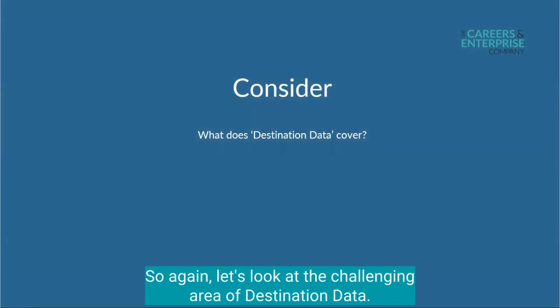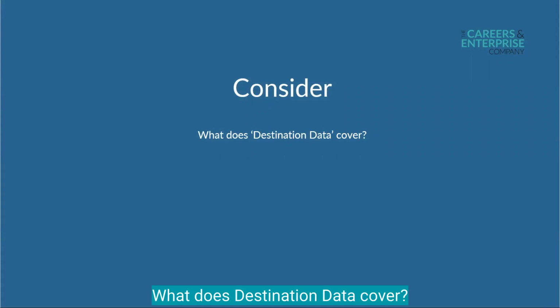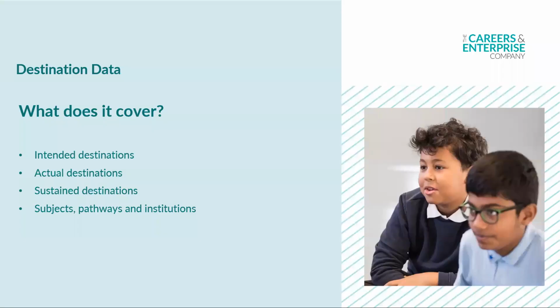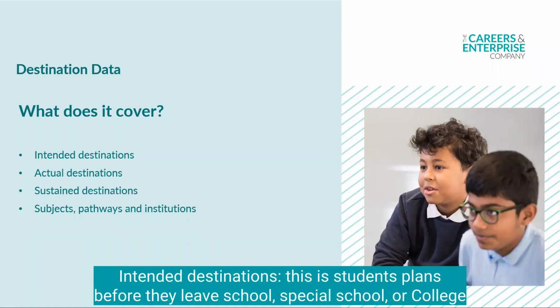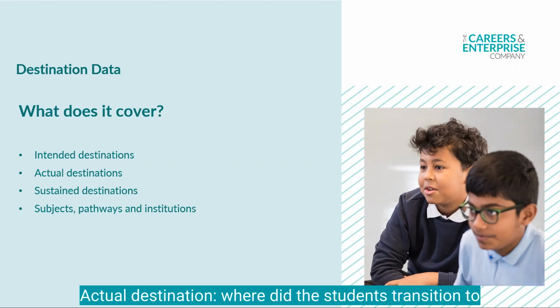So again, let's look at the challenging area of destination data. What does destination data cover? Intended destinations. So this is where students' plans before they leave school, special school or college. Their actual destination, where did the students transition to?